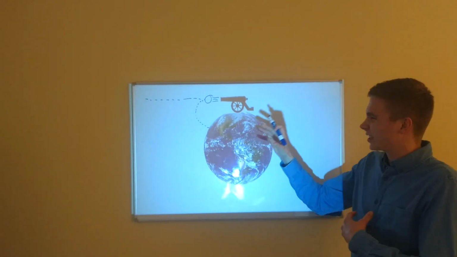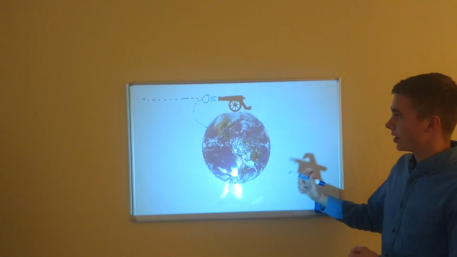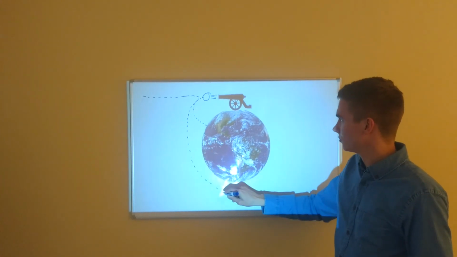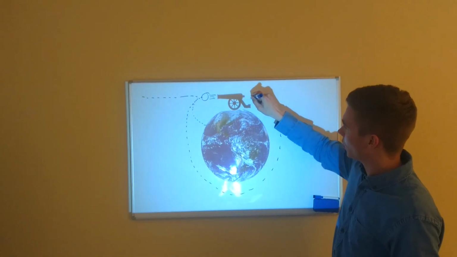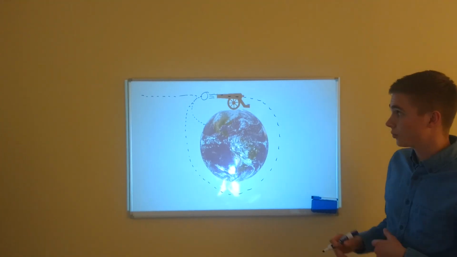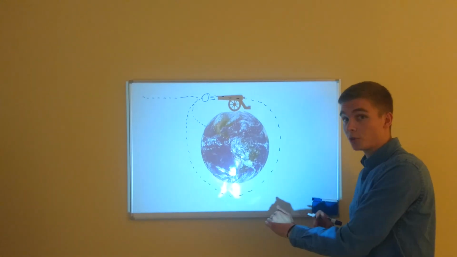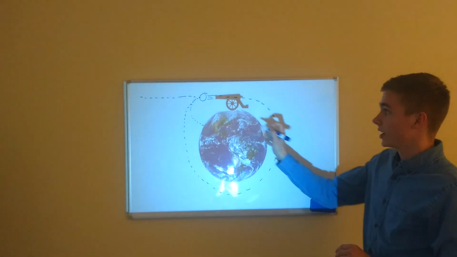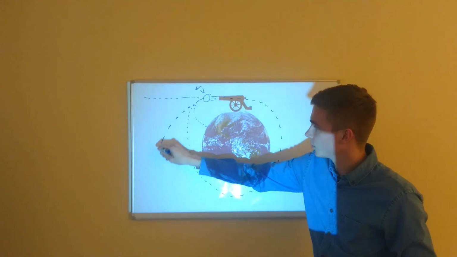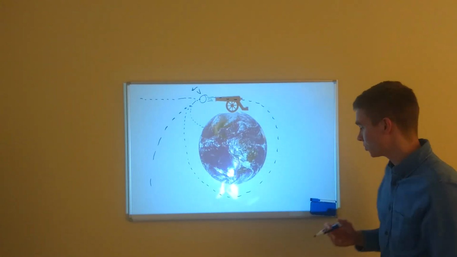Now, if I add lots of powder to this cannon, and we fire that cannonball nice and hard, we're actually going to find that the cannonball is going to make a complete revolution around the Earth. If we fire it at the correct velocity, the cannonball's path will get no closer nor further away from the Earth. Too high of a velocity means it's going to fly off somewhere into space. Too low a velocity, it's going to crash into the Earth. So we have to find that sweet spot.